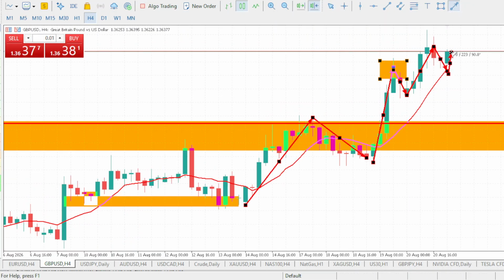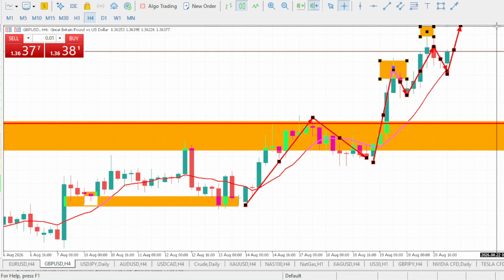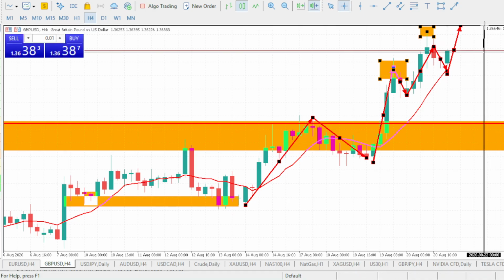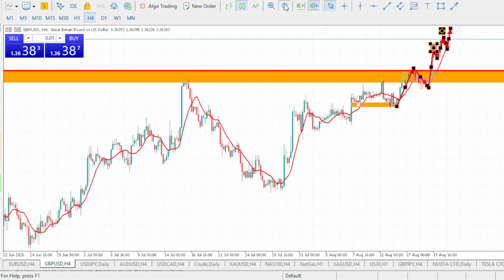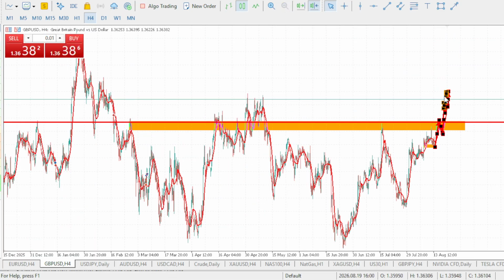Then we are now having this push up. So we have to expect this push up to continue till it is able to take out this high, thereby forming a new higher high. So we have to expect the market to push up for the day, thereby giving us a buy movement.